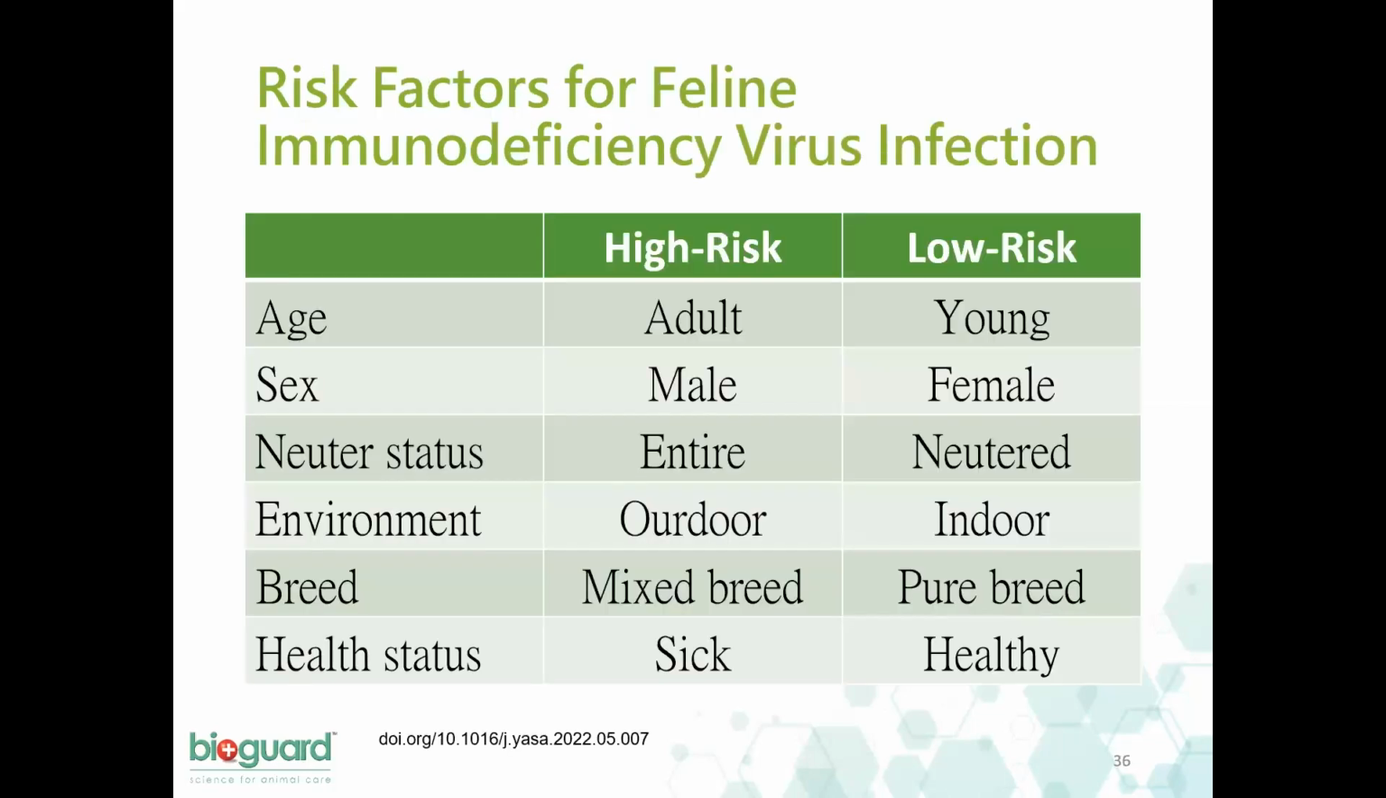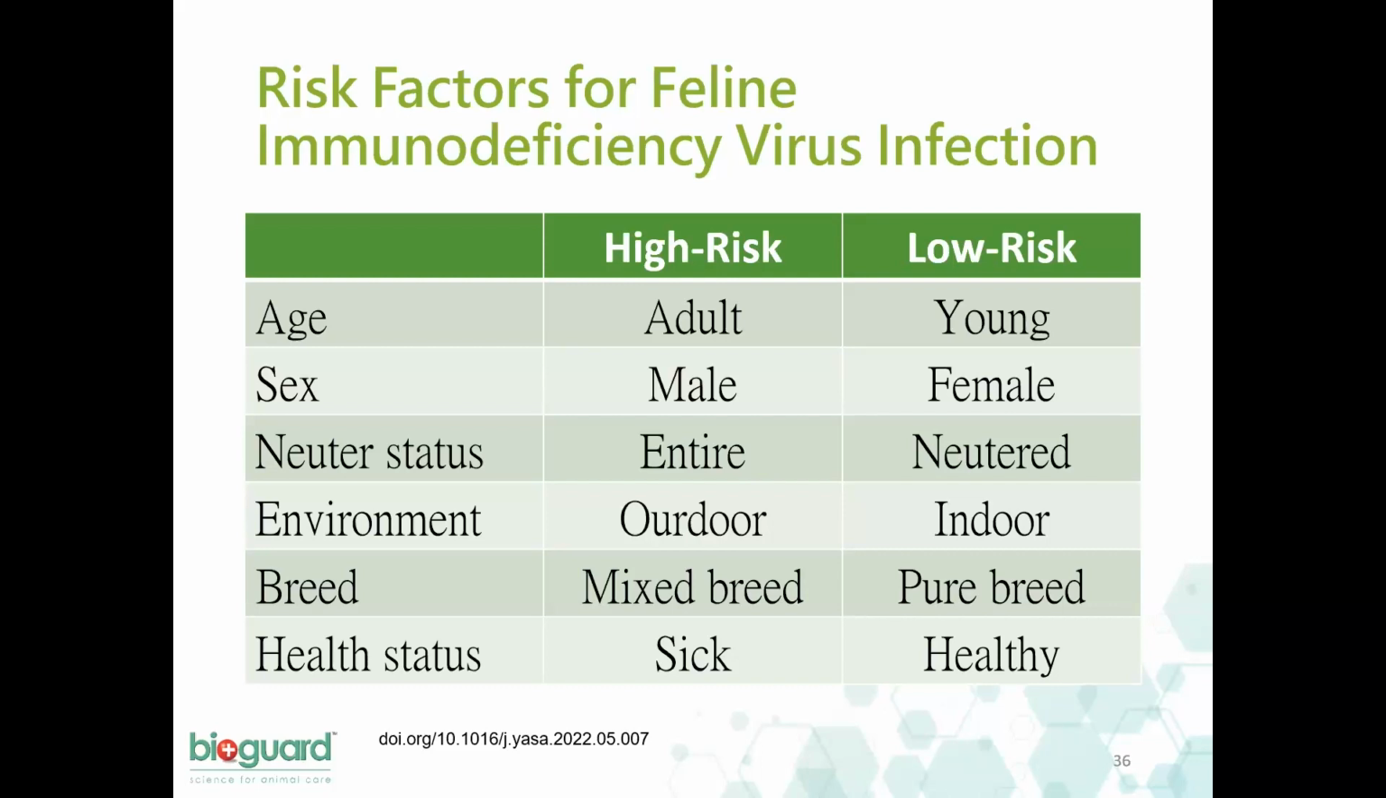So risk factors: there is a high risk of FIV infection in an adult cat that is male, unneutered, has access outdoors, is mixed breed, and is sick. The average age at the time of diagnosis is 6 years, with male cats being almost 5 times more likely to be seropositive than females in this study.